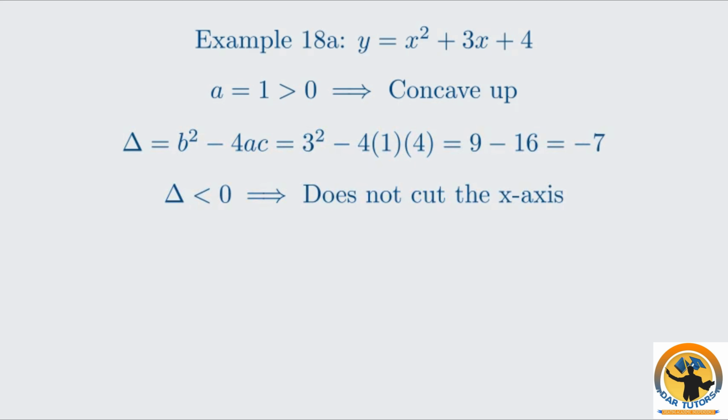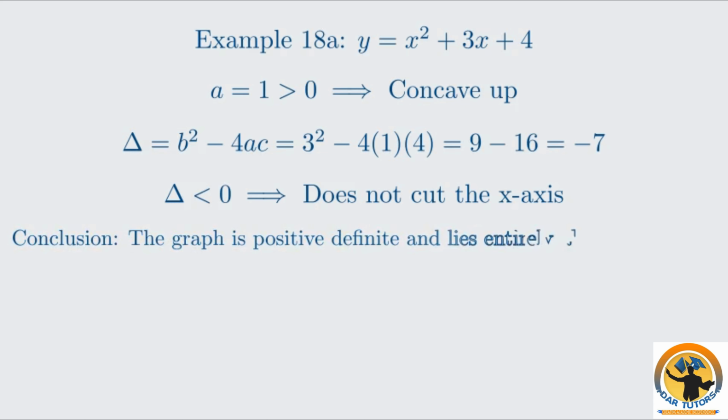So we have an upward opening parabola that never touches the x-axis. This means the entire graph is above the x-axis. Therefore, the quadratic is positive definite. Its value is always positive.